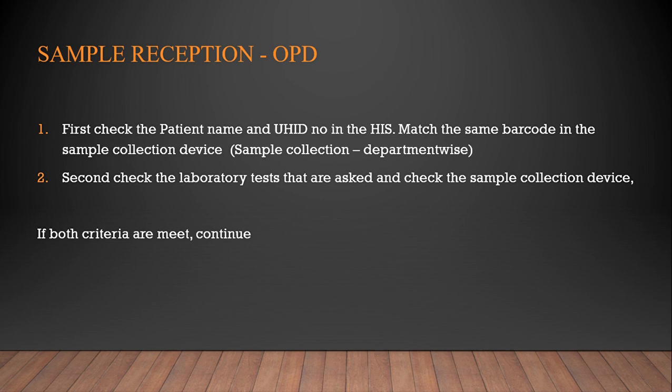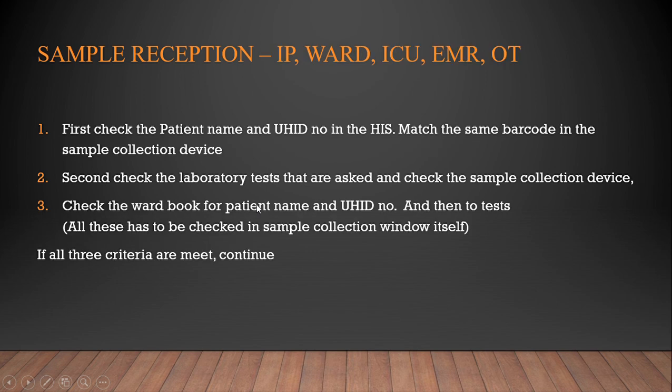Okay, so first for the OPD, you check the patient name and UHID number in the HIS. Once the patient name and UHID number is present in the HIS, identify it in the barcode on the sample. After that, check the test that has been asked, what the test is, and whether the sample collection devices for that particular test are correct or not. Once all these criteria are met, then we can continue to the next step.